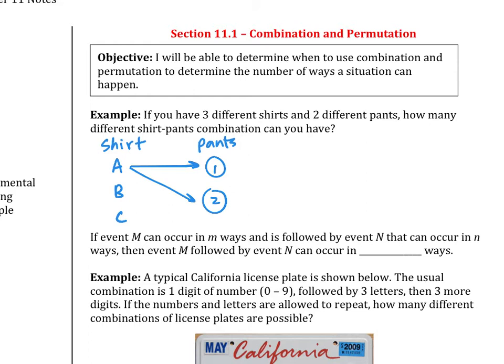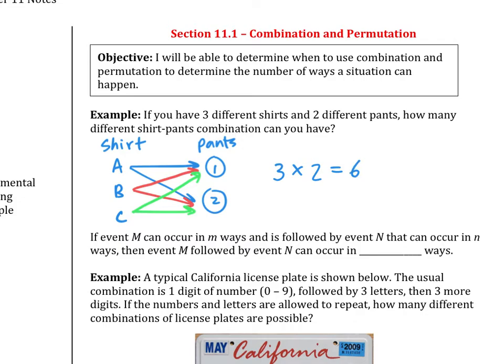You can do the same thing. Let's say you chose shirt B first, and you would have a choice of pants 1 or pants 2. Same thing with shirt C. If you were to choose shirt C first, then you have 2 choices, pants 1 or pants 2. And you can see that from each one, you have 2. So each shirt has 2 choices of pants. And since you have 3 shirts, you're going to have a total of 6 choices. So basically, shirts, you have 3 choices, and pants, you have 2 choices, which gives you 6.